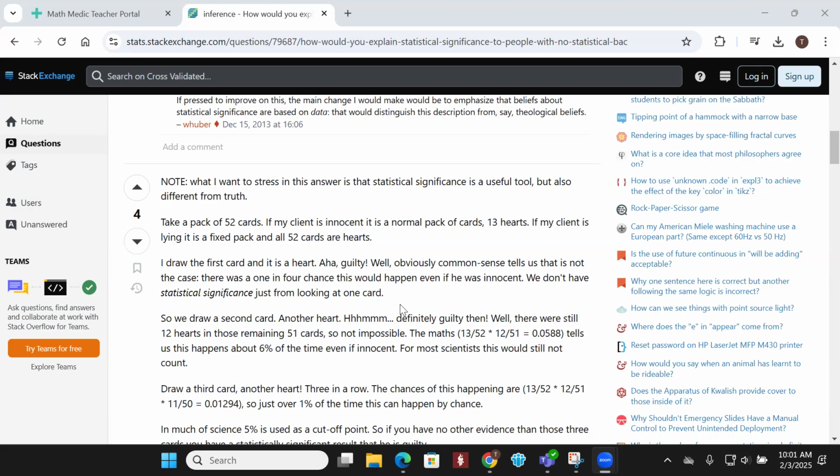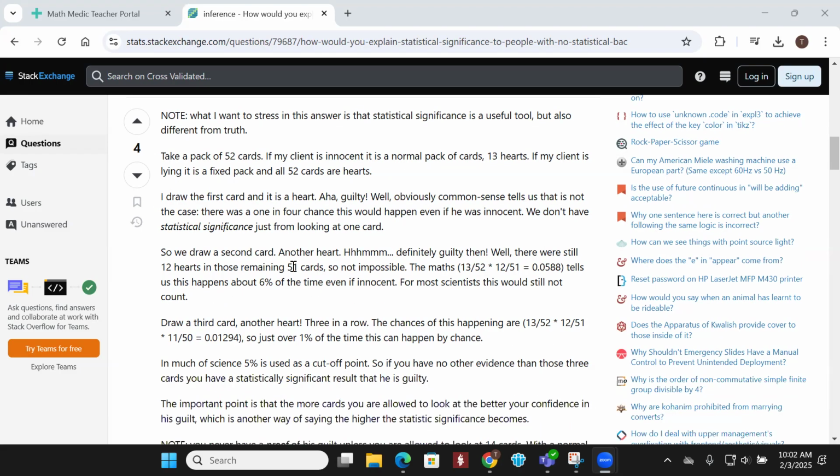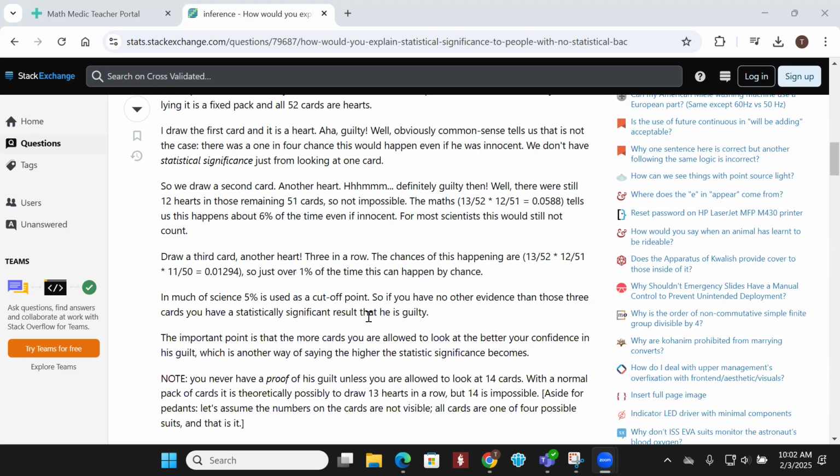Okay, does everybody understand? So I draw a second card, another heart. Definitely guilty then. Well, there were still 12 hearts in those remaining 51 cards, so not impossible. The math tells us that this happens about 6% of the time, even if he was innocent. So for most scientists, this still would not count. That's not enough evidence. Okay, we draw a third card, another heart, 3 in a row. The chance of this happening would be 0.01294, so just over 1% of the time, this could happen by chance.